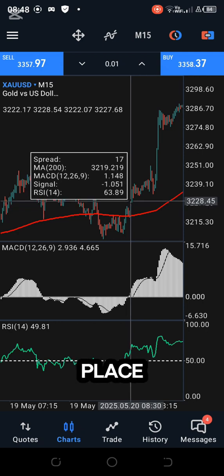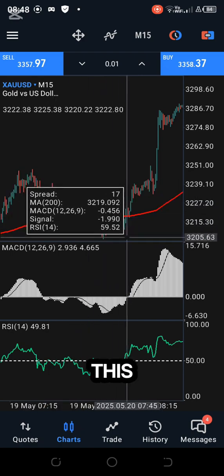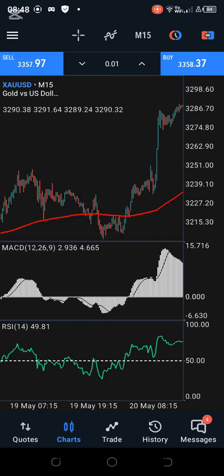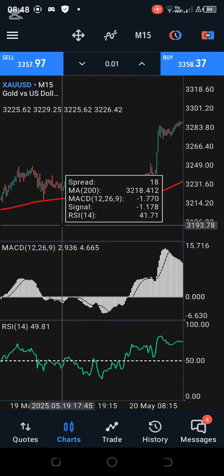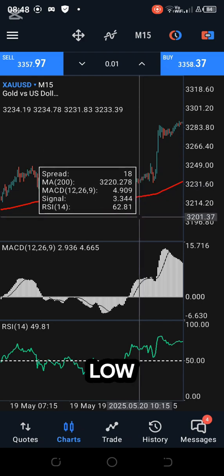So where are you going to place your stop loss? You look at the recent swing low. Looking at this particular level, we're going to place our stop loss just below this recent swing low, this one.